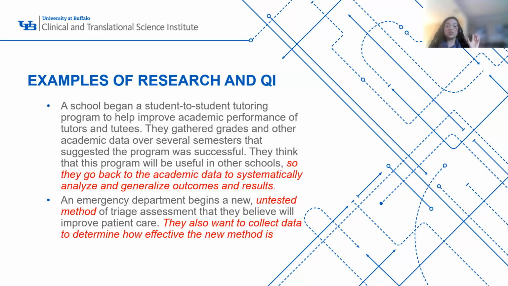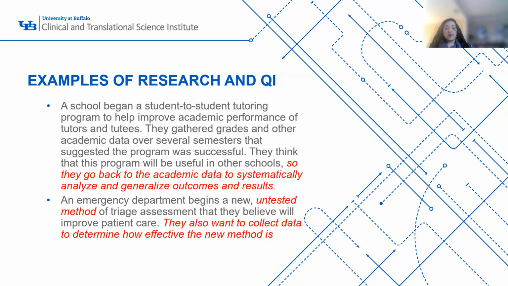However, if the school began the program as a QI to improve academic performance and wanted to prove that this was an effective method to improve test scores at the same time, the project is starting as both QI and research. So it would require IRB approval from the start.